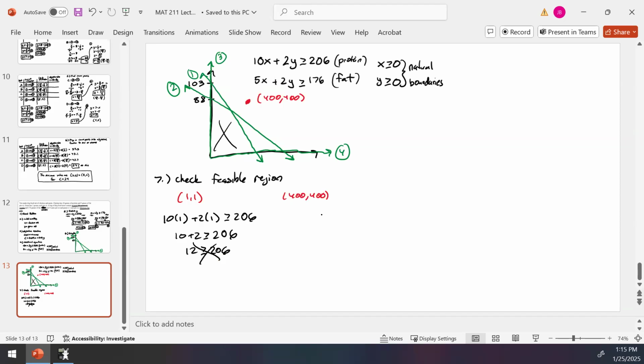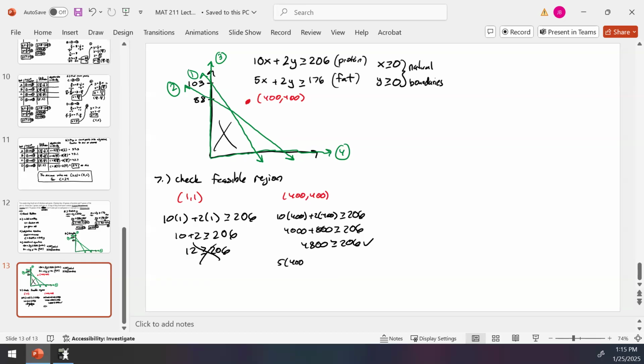And so what I end up getting is 10 times 400 plus 2 times 400 is greater than or equal to 206. So I get 4,000 plus 800 greater than 206. So 4,800 is greater than 206. Check. Then I go to the next one.